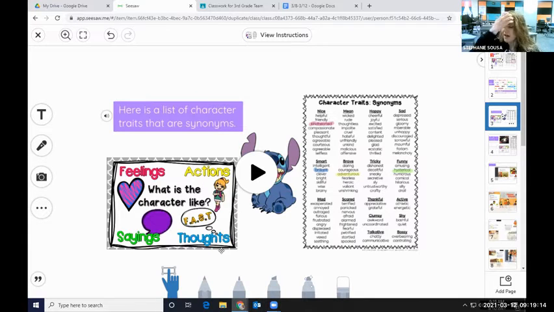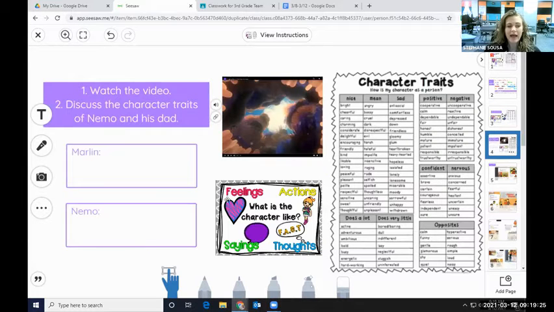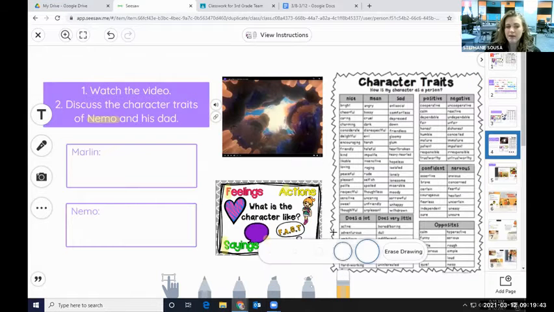And then the thoughts. A lot of times in books, it will show us what a character is thinking, or it will say, like, I was thinking, wow. And we can think about how their brain is working as well. Okay, we're going to take a look at a Finding Nemo clip. And you have two jobs, actually. Your first job is to discuss the character traits of Nemo. As you're watching this, I want you to be thinking FAST, feelings, actions, sayings, thoughts, about Nemo. What are Nemo's character traits? How is he feeling? How is he acting? What is he saying? What is he thinking?